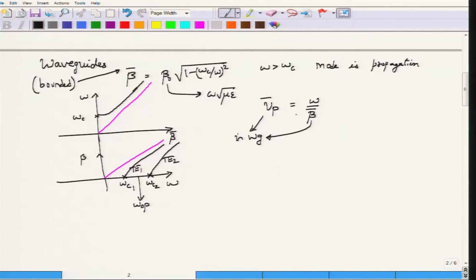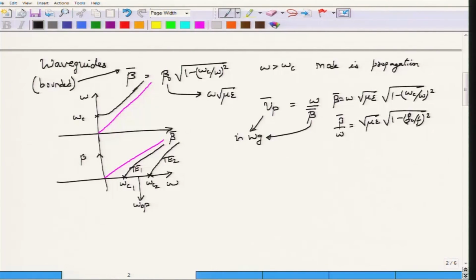If you now look at this relationship, beta bar is given by omega into square root of mu epsilon, so maybe I can try to find omega by beta. What I will get here is square root of mu epsilon into square root of 1 minus omega c by omega whole square. So beta bar equals omega into square root mu epsilon into this particular factor. If I take the ratio of beta bar to omega, I get beta bar by omega equals square root mu epsilon square root of 1 minus f c by f whole square, because omega c is 2 pi f c and omega is 2 pi f. So, for the corresponding frequency f, this would be the relation.